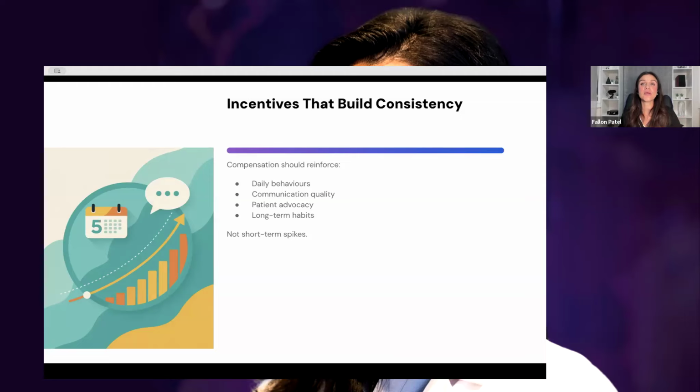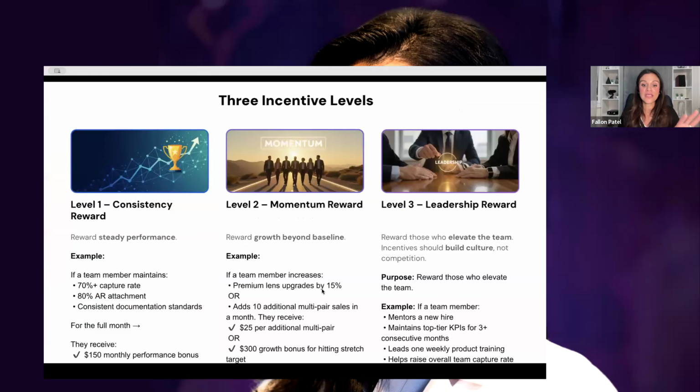And then you want to incentivize. So we talked about maybe a sales lead position, but now we're bringing this back to our entire team, because we talked about how you build every single person on your team as a sales champion. Well, you do that through incentives as well. So the compensation should reinforce different aspects: daily behaviors, communication quality, patient advocacy, and long-term habits. So not short-term spikes up and down. You should have layers to it so that there's a reason for somebody to continue. And here's how we break it down, the 3 incentive levels.